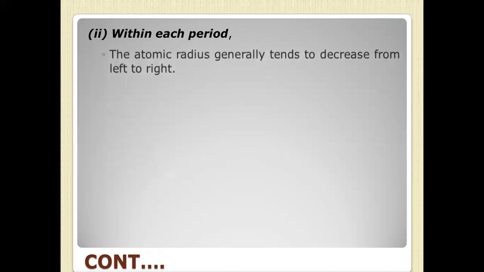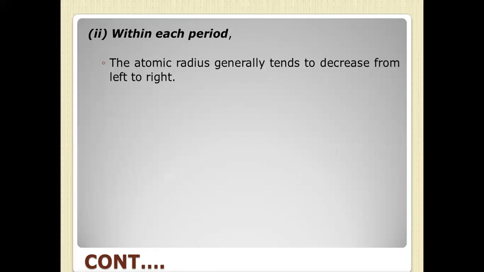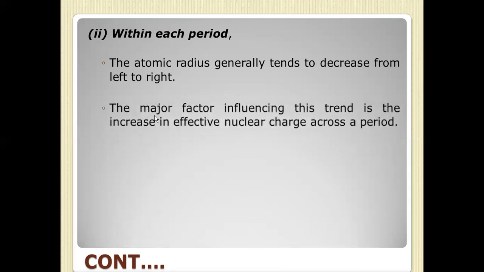So this is the wording you have to use to explain the trends of atomic radius. The atomic radius generally tends to decrease from left to right. The wording is very important: when you see left to right, the atomic radius is decreasing. What is the reason? The major factor influencing the trend is the increase in effective nuclear charge across the period.